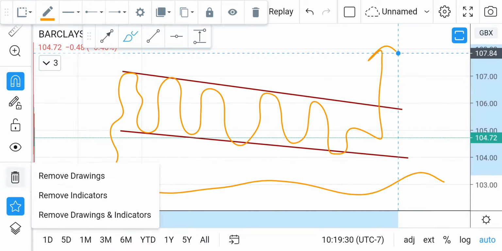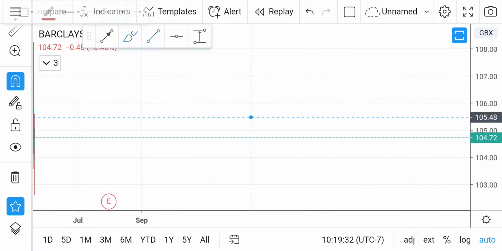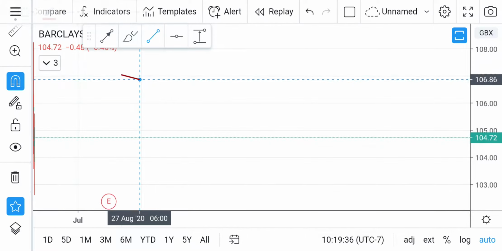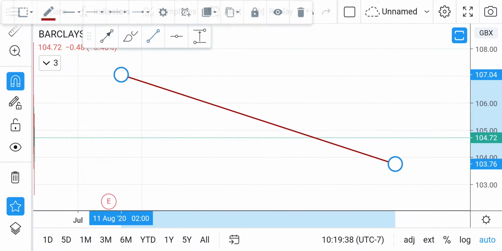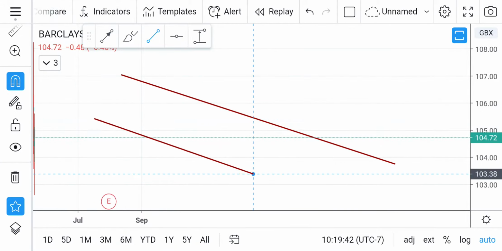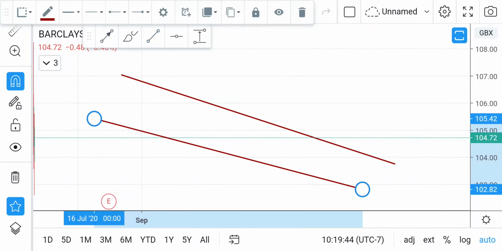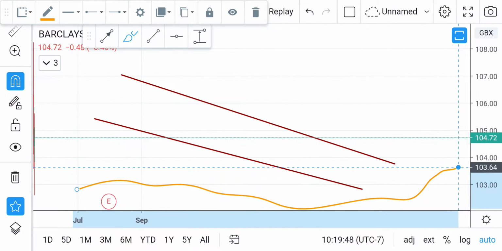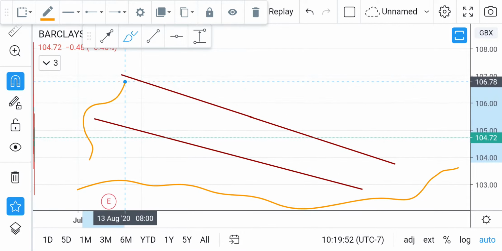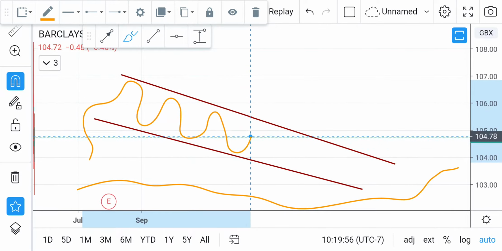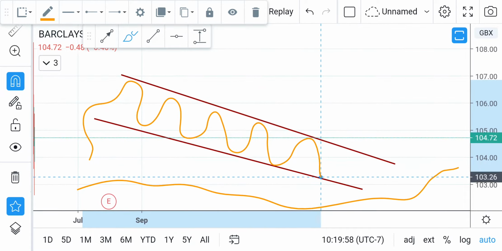So let me illustrate it again. You have a falling channel like this, indicated by two trend lines. Let me make it steeper. So let's say you have it like this. This is your 200 period moving average and price is above it. So price is moving through the channel like this because it's an uptrend and this is a bullish pattern.